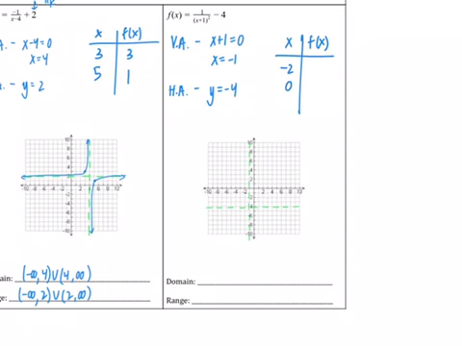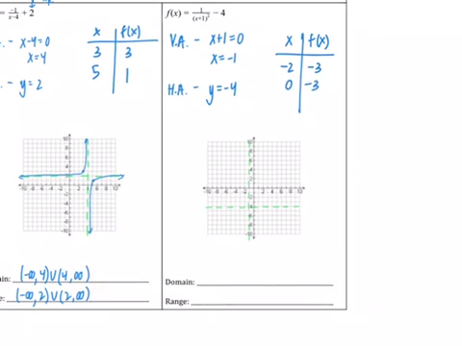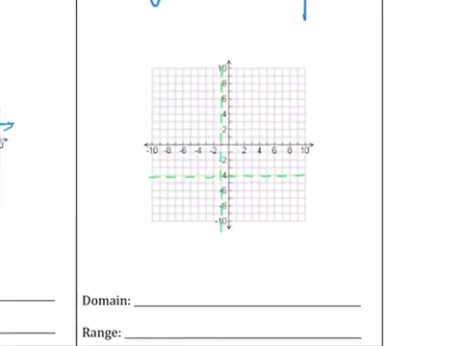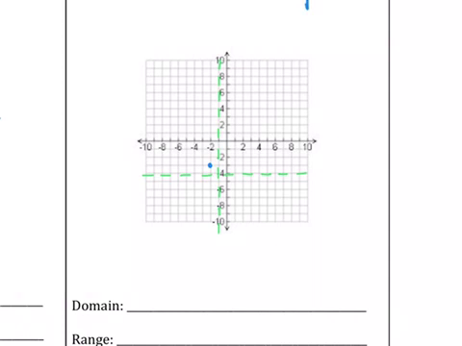So -2 plus 1 would give me -1. Square that, you get 1. 1 divided by 1 is 1. -4 would be -3. 0 plus 1 is 1. 1 squared is 1. If I do 1 divided by 1, I get 1. -4 is -3. So I'm going to graph -2, -3, and 0, -3. I'm going to follow my asymptotes. Okay. So there's my graph.